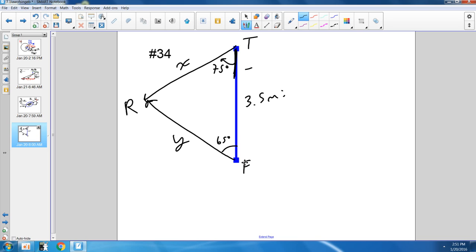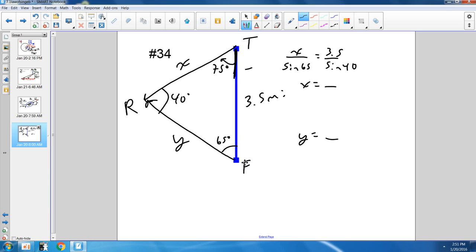So one is to focus on your x. The only problem is you have to know what that angle is. That angle is going to be 40 because it's 180 minus those two. Now you can go ahead and write it. X is to the sine of 65 equals 3.5 is to the sine of 40. Solve for x, and you can probably figure out how to solve for y doing the same method.